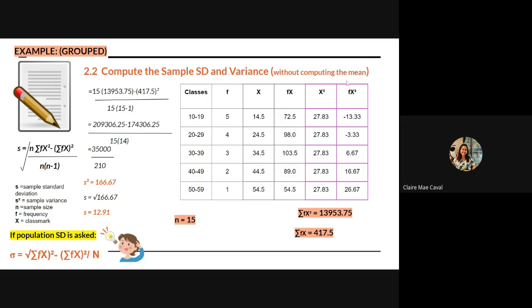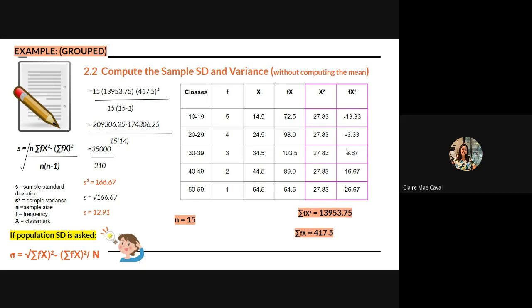You get the summation of these, and then the next step is to get the square of your fx. So, 72.5. Is that right, class? There really was a mistake here. It looks like it was just copy-pasted. This is the square of fx. Class, change everything here. Again, this should be the square of the class mark, meaning the square of 14.5, and so on. Also, fx squared should be the square of your fx. 72.5 squared is equal to 1,051.25, and so on. Then you get the summation of fx squared.